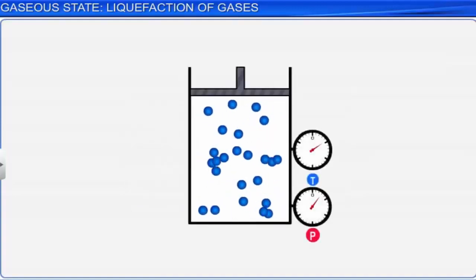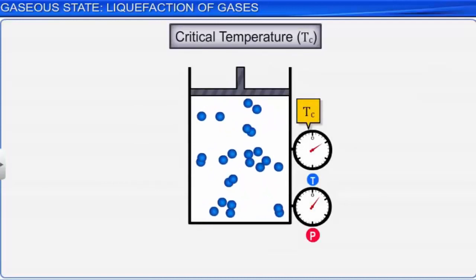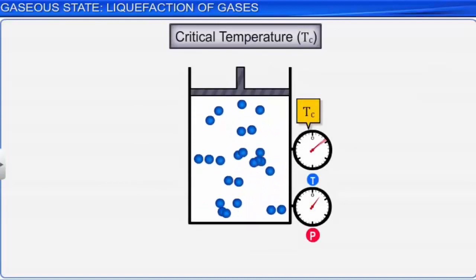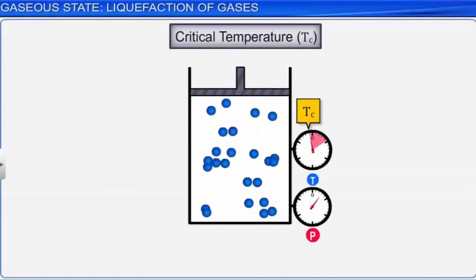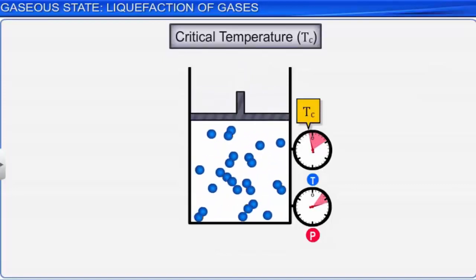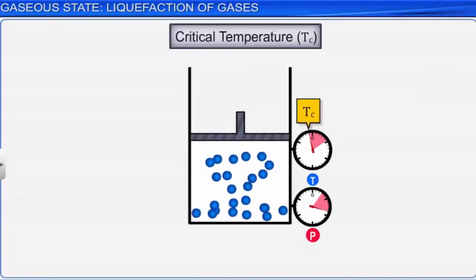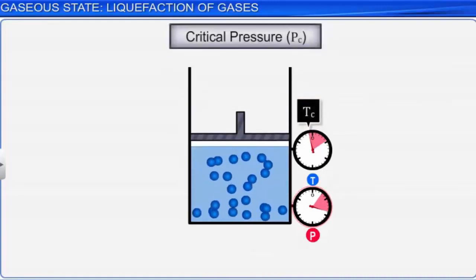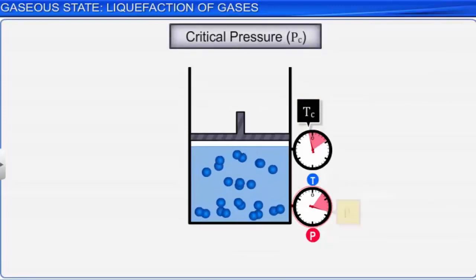Critical temperature, TC, can be defined as the characteristic temperature of a gas above which any increase in pressure will not result in the liquefaction of the gas. The minimum pressure required to liquefy 1 mole of a gas at critical temperature is called critical pressure, PC.